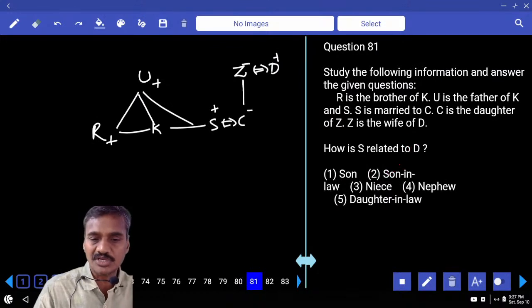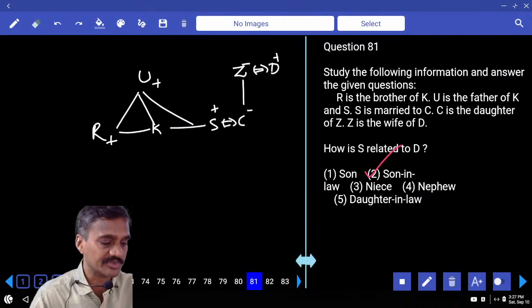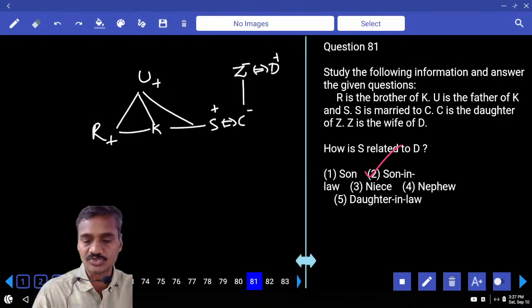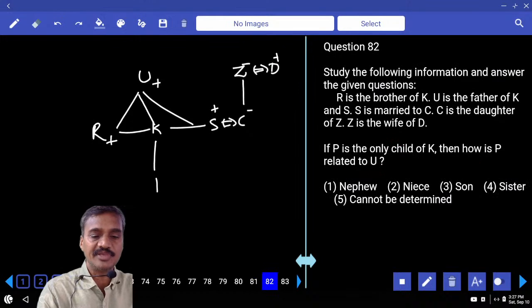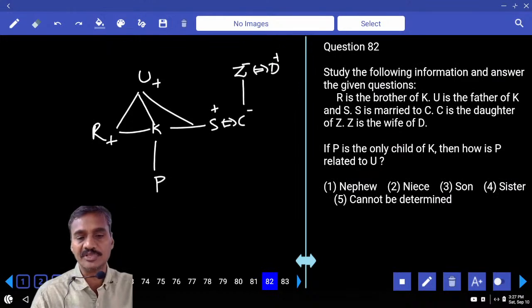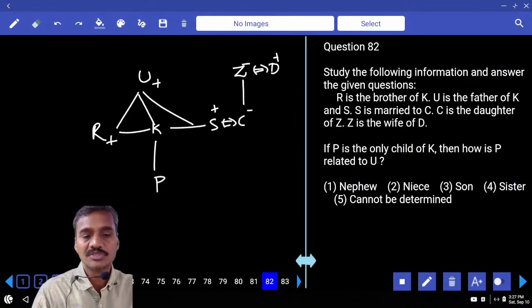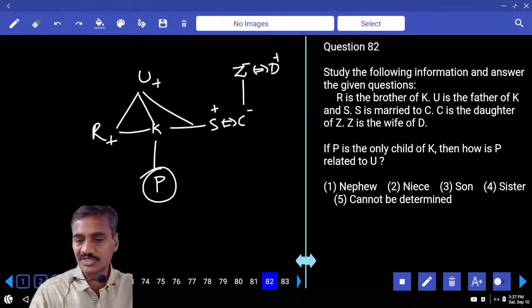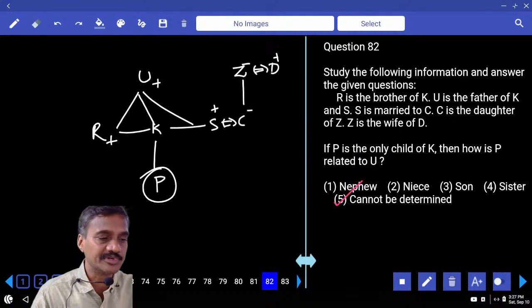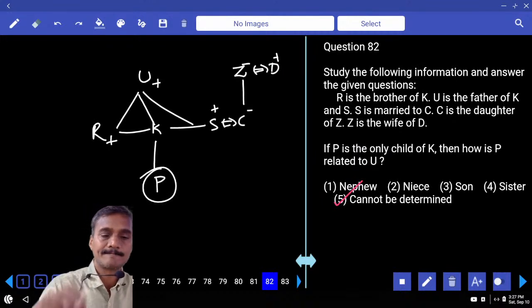How is S related to D? Now D is daughter's husband. Daughter's husband, son-in-law, that is choice 2 for question number 81. And 82, if P is the only child of K, then how is P related to U? Now U's son or daughter's child is a grandchild. The gender is not given, so it cannot be determined, choice 4 for 82.